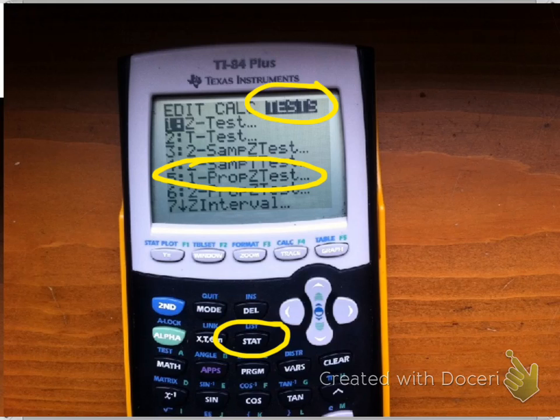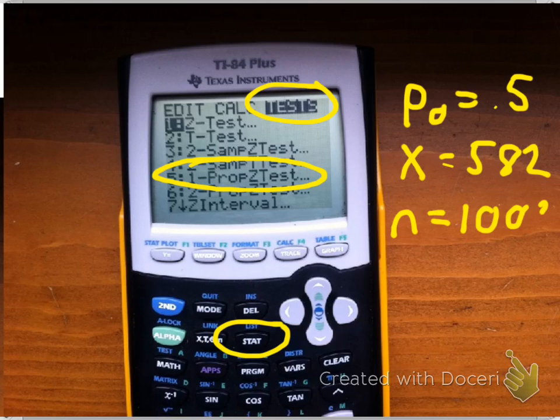We have one proportion in this problem, and we are using normal distribution procedures in order to compute a z value here. So the numbers you're going to have to put in are the null hypothesis, which is 0.5 for a proportion. We have 582 successes out of 1,003 people who were in the sample. And you have a choice between calculate and draw.